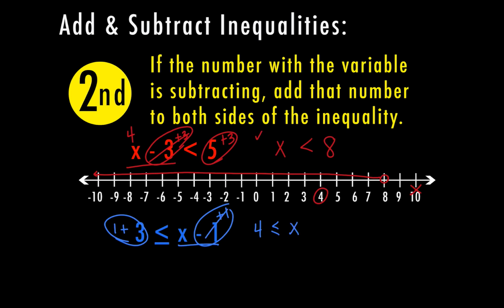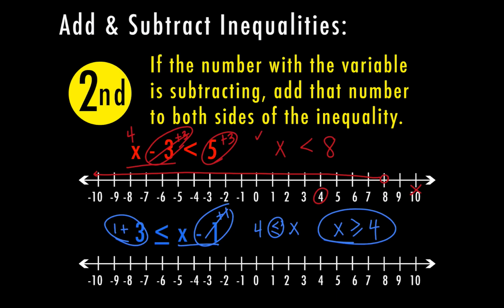But I want my x to be written on the left side of the inequality. So if I'm going to move my x to the other side, I also have to flip my inequality, which means instead of a less than or equal to, it's going to be a greater than or equal to, and 4. So x is greater than or equal to 4 is my actual solution.